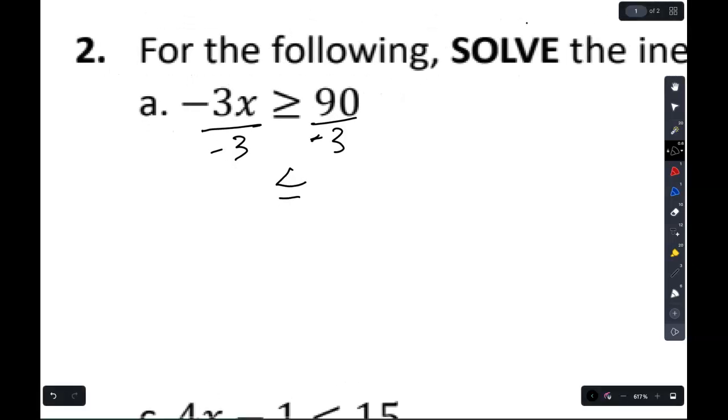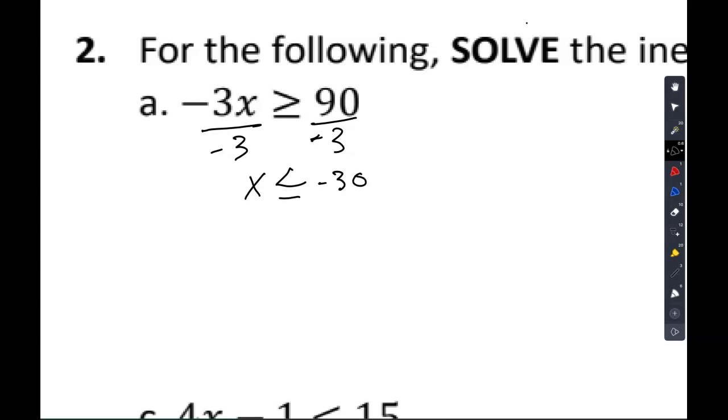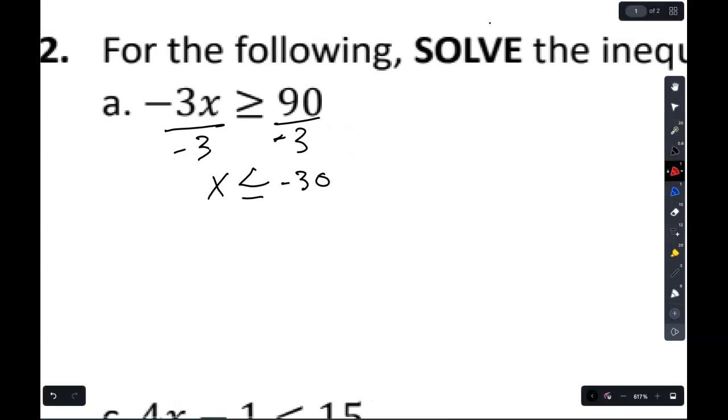Zoom in a little more here. And I might change colors here. So I got x is less than or equal to 90 divided by negative 3, which is negative 30. I'm going to try this color. All right, that's A. All right, let's look at B.